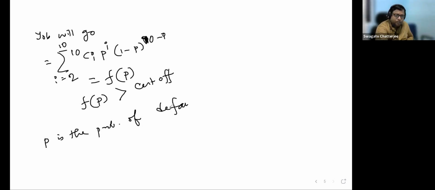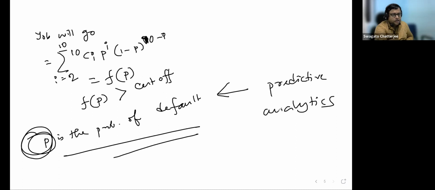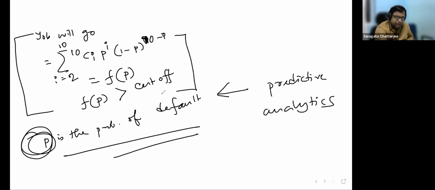This will come from predictive analytics. We'll do that when we do logistic regressions, etc. These P values, the estimate of whether somebody will default or not, will come from this predictive analytics. But then you have to put that in this kind of mathematics to decide whether you will give a loan to this person, or if you give a loan, at what interest rate.